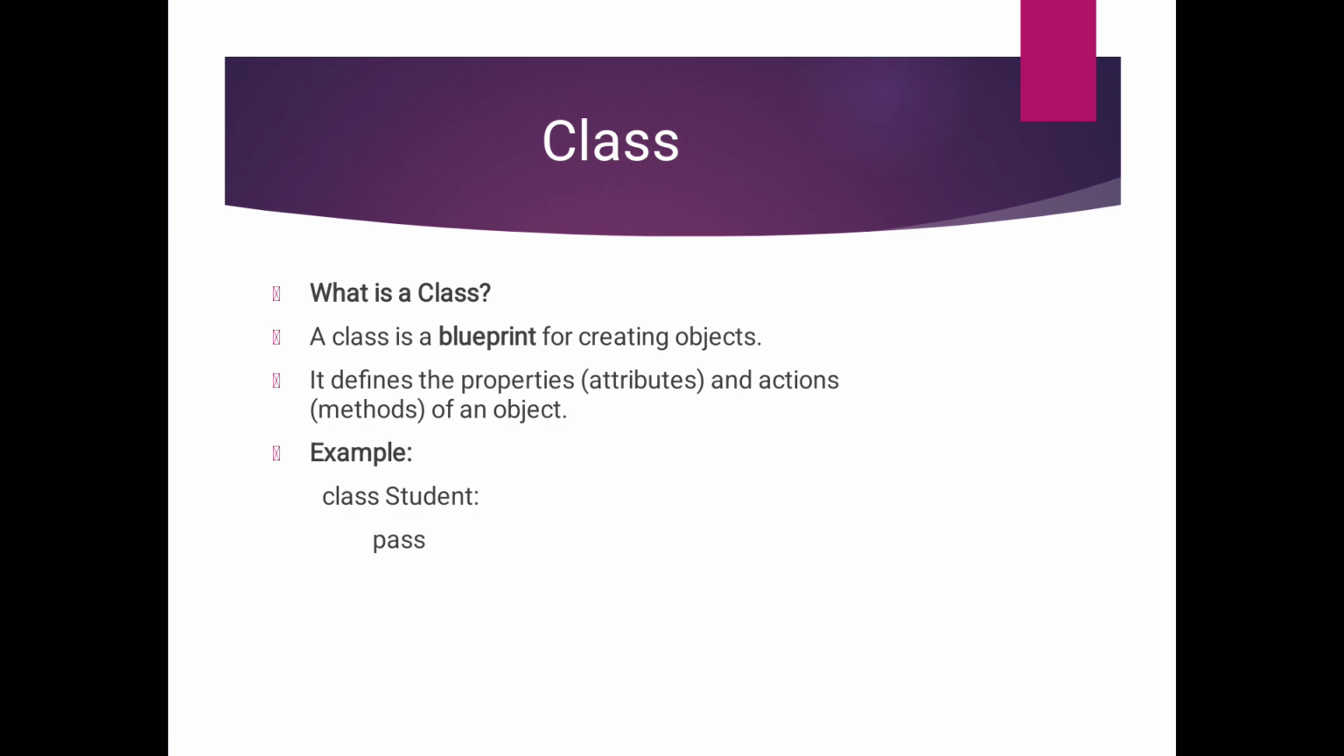In Python, we create a class using the class keyword. In this example, student is the class name. The class keyword is used to create a class. The pass statement means the class is empty for now. We are just creating the blueprint. Later, we can add attributes and methods inside this class.